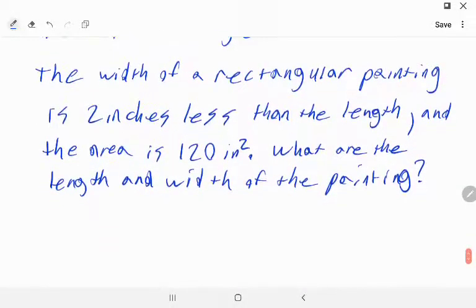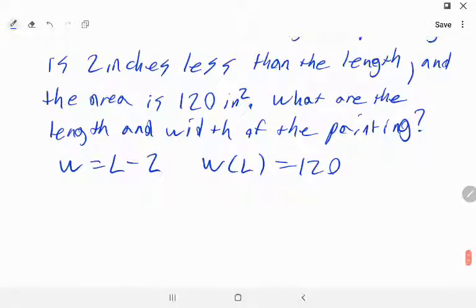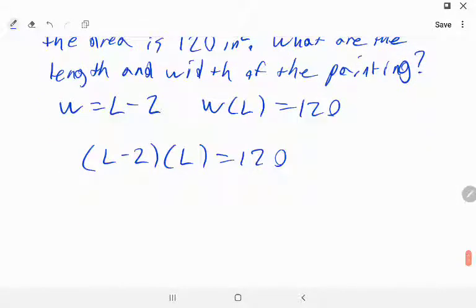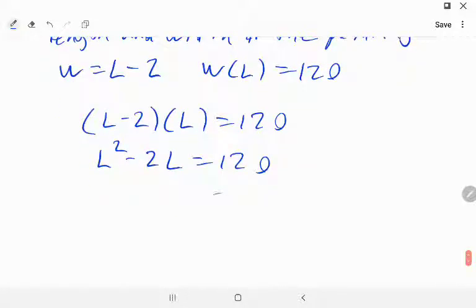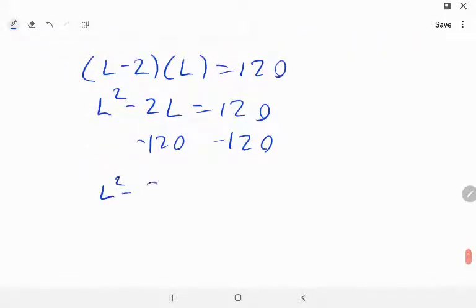So again, we're saying W equals L minus 2. We're saying the width is 2 inches less than the length. And we also know that the area is 120 square inches, so we know that W times L has to be 120. And so we can combine that. We know W is L minus 2. So now we know the quantity L minus 2 times L has to be 120. And so we get L squared minus 2L equals 120. We can subtract 120 from both sides and get L squared minus 2L minus 120 equals 0.